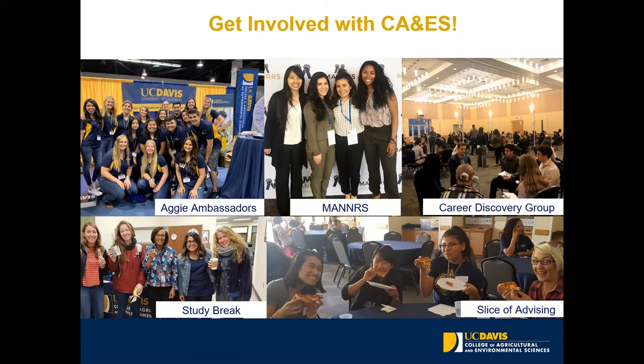In the Career Discovery Group program, new College of Ag students can get a head start in exploring different career paths with the guidance of a campus mentor. All of these programs offer unique ways for new students to get involved with the college, and in some cases, even earn academic units. Contact the UAP Dean's Office to join these programs or for more information.